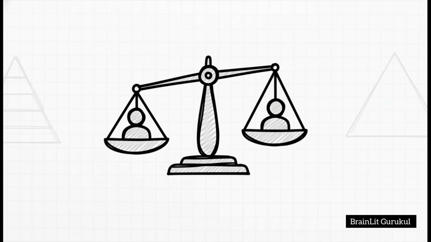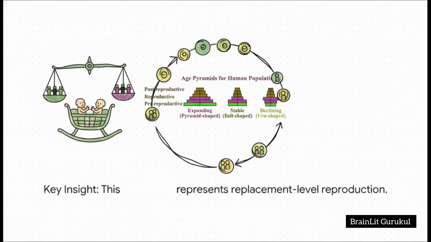Because not all populations are booming. Some have actually found a kind of perfect balance. This one looks more like a bell or maybe a column, and it tells a story of stability. Take a look at the bars for the pre-reproductive and the reproductive groups. See how they're roughly the same size? That's the key. It means the number of new individuals being born is just about enough to replace the older generation. It's what we call replacement-level reproduction, a state of equilibrium.